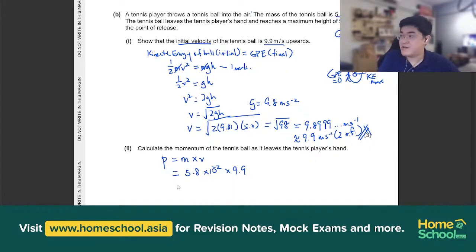So after doing the calculations on the calculator, we'll get 0.5742, and so on. Then we should turn this into two significant figures, which is 0.57 kilogram meter per second, kilogram from the mass and meter per second from the velocity. So this will be our answer. This is also in two significant figures. Right, let's write that down.